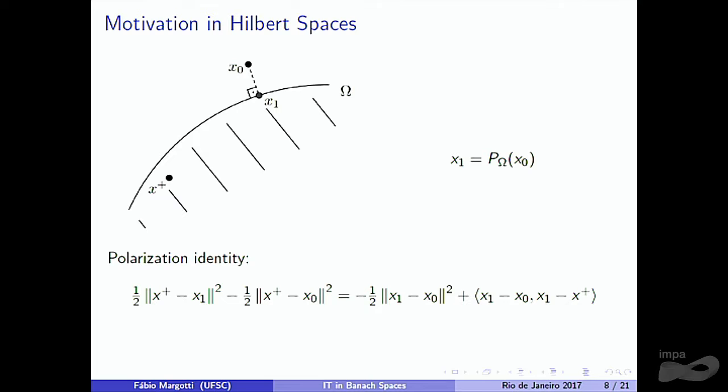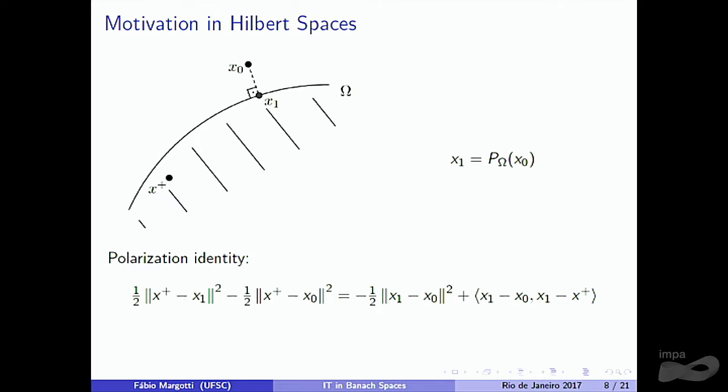If you use the polarization identity in Hilbert spaces, you can derive this equality here. Observe that in the left-hand side, we have the difference between the iteration error in the point x1 and at the point x0. If you are able to prove that the right-hand side is negative, for instance, then you obtain the monotonicity of your method.